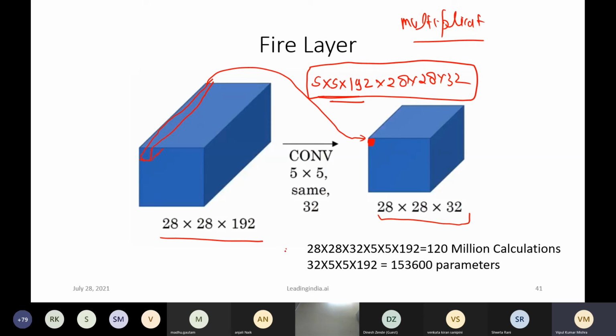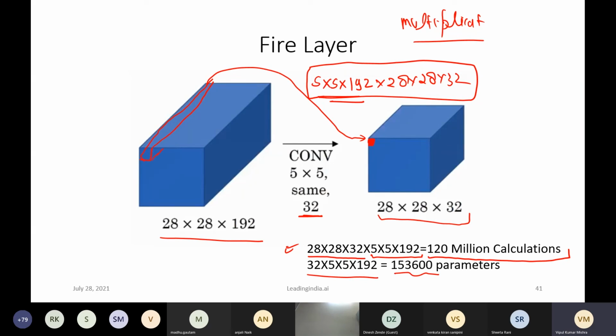And that is written here. You can say 28 cross 32 values, and for each value you require 5 cross 5 cross 192 multiplication. So ultimately, if you club them together, you will require 120 million calculation for that, right? Similarly, if you look into the parameters, we have 32 filters, we have 5 cross 5 filters here, and the depth of each filter will be 192. So you can compute it here, so you require this much parameter, right?